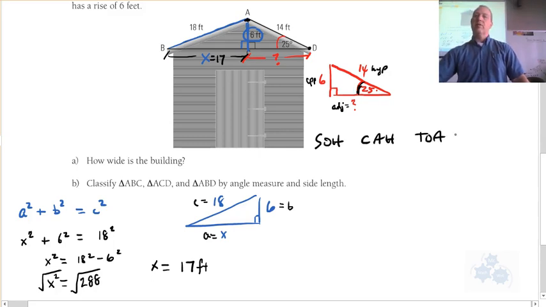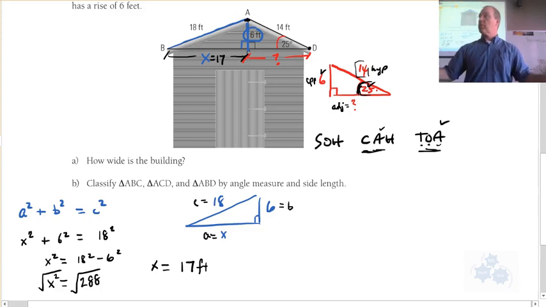SOHCAHTOA, we all have to know that. And which ones include the adjacent side? Well, it's cosine or tangent. So I could use either one because the hypotenuse is known as well as the angle. So that's only the adjacent that I could find. And for tan, you see, the opposite and the angle are known, and so I could solve for A as well. So it doesn't matter which one we use there.